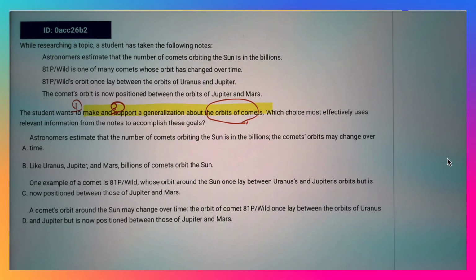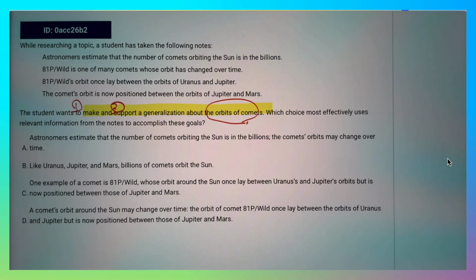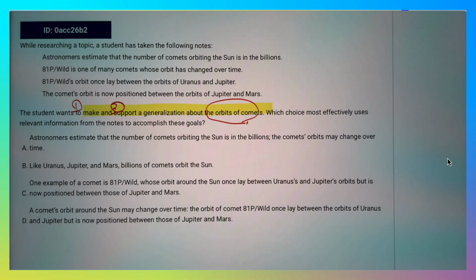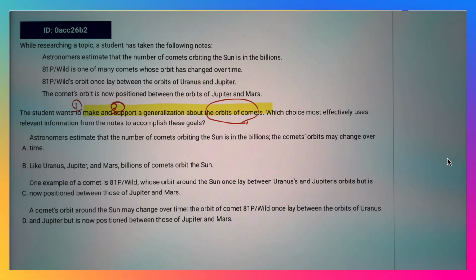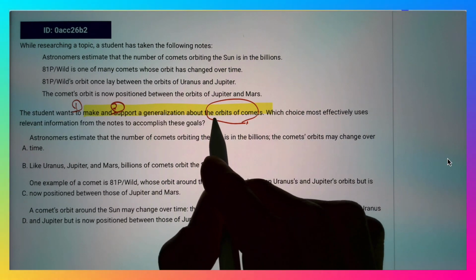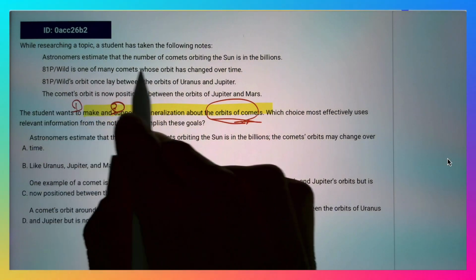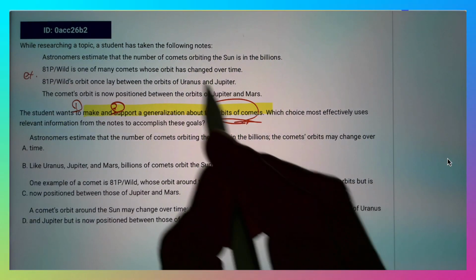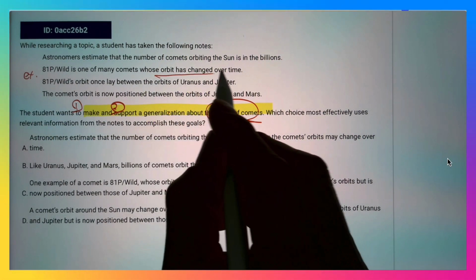Astronomers estimate that the number of comets orbiting the sun is in billions. That's a lot. Okay, but there's a lot of comets orbiting the sun. That's the point of the first sentence. Next sentence, 81P Wild is one of many comets whose orbit has changed over time. Okay, so now we talk about the orbit of comets, specifically 81P Wild, how its orbit has changed over time.